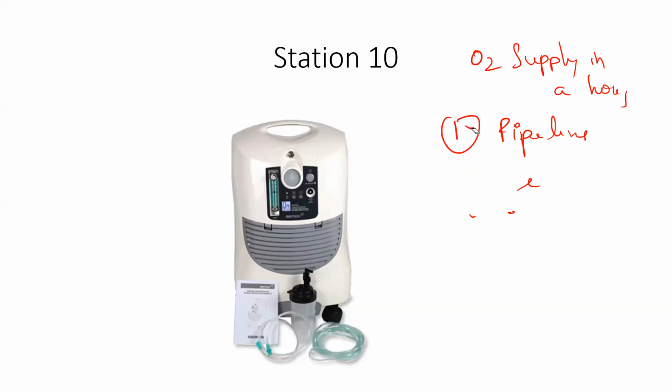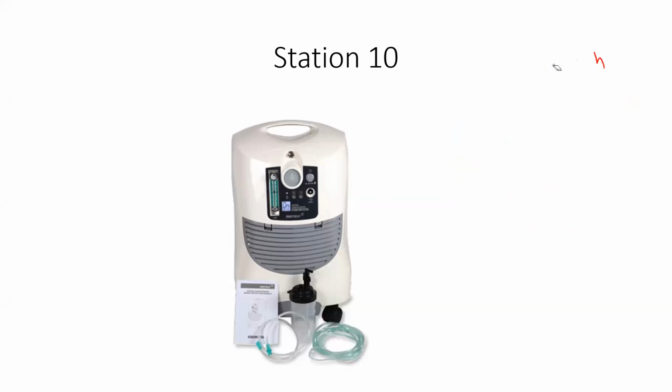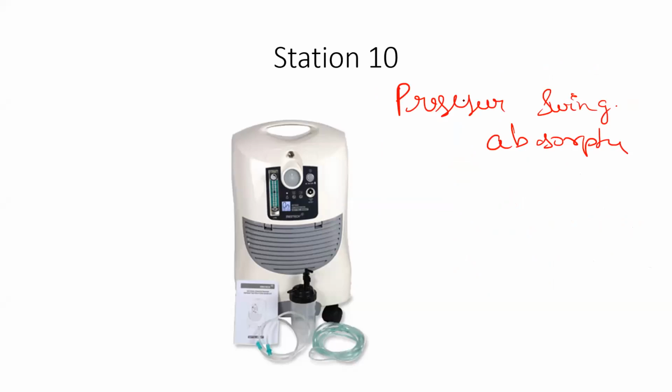Sir, its principle is pressure swing absorption. Pressure swing absorption. Okay, very good. What is pressure swing absorption? Sir, it has sieve beds made up of zeolite or aluminum silicate, which absorb nitrogen from the air. Okay, so it basically contains a zeolite molecular sieve, right? So it's like a sieve which is containing zeolite.